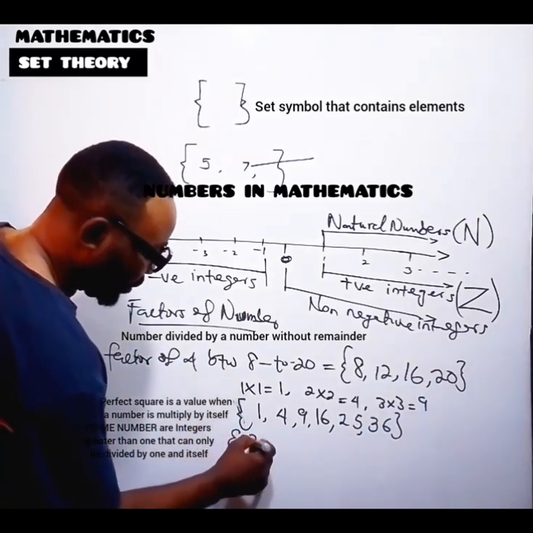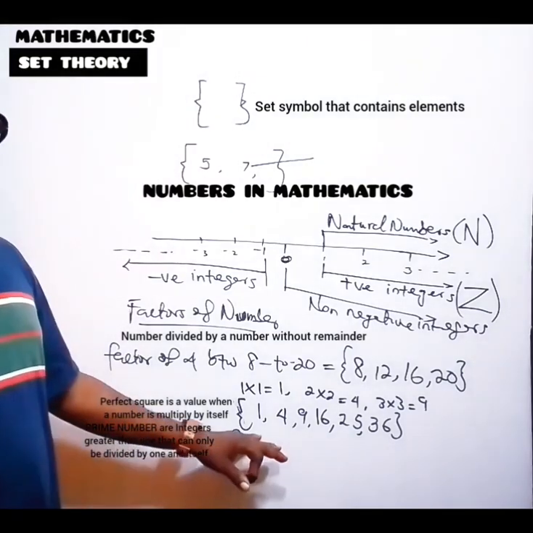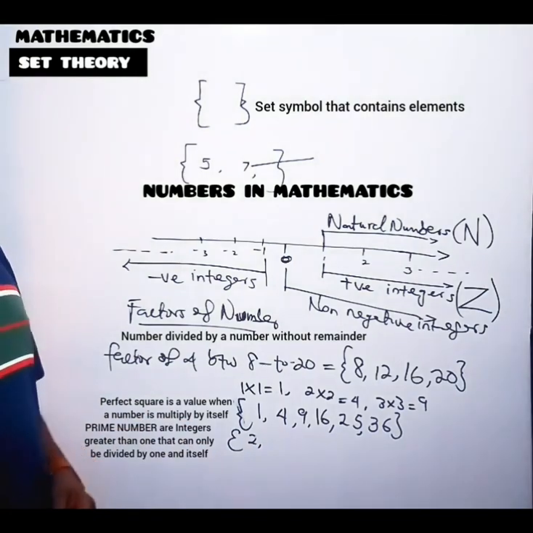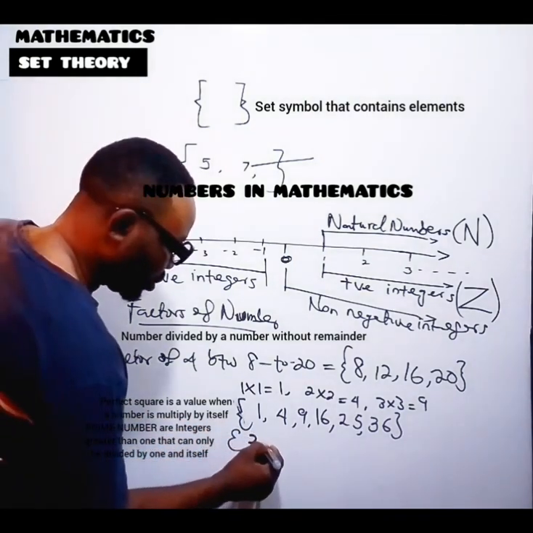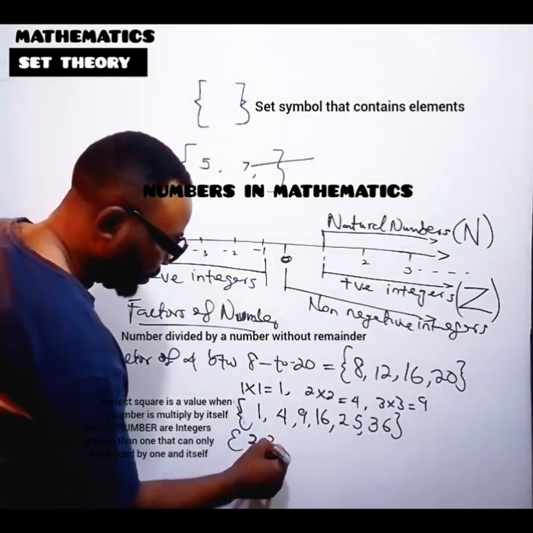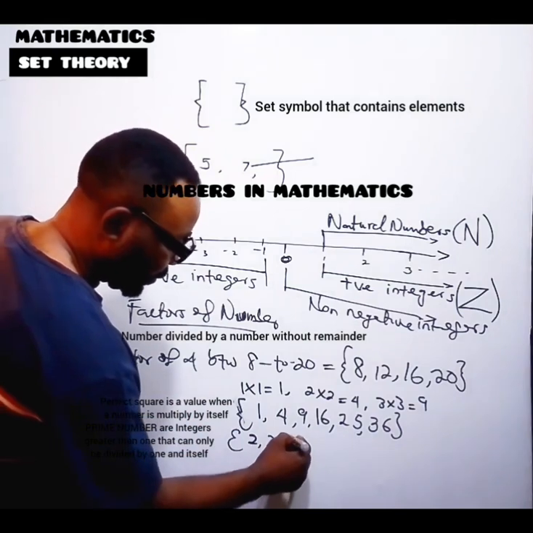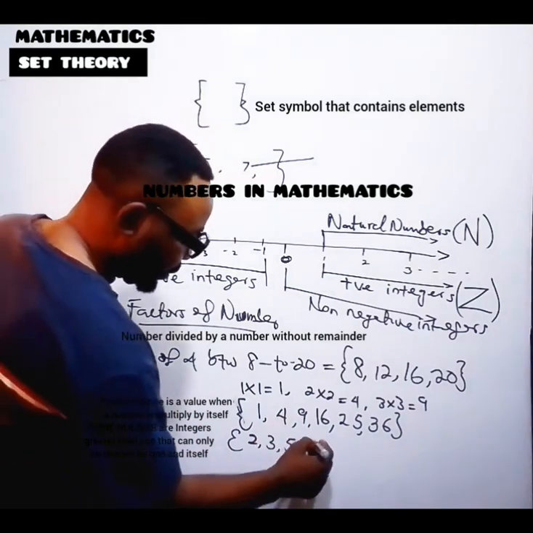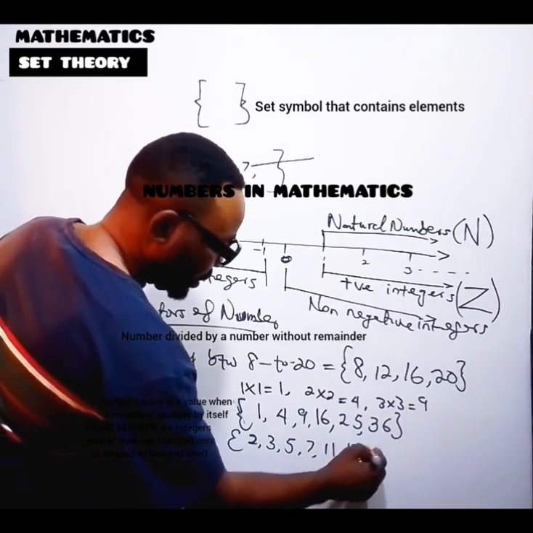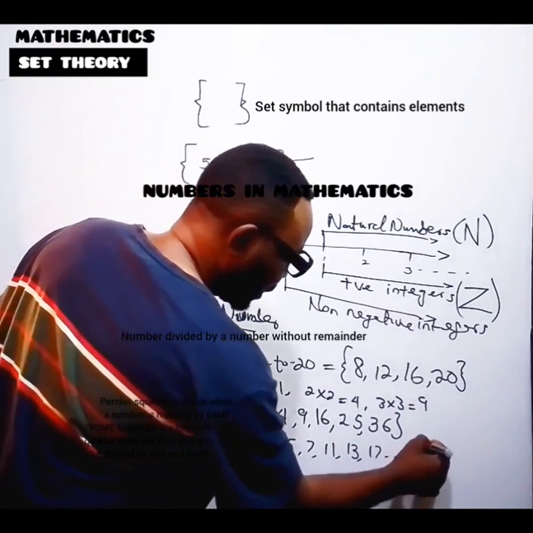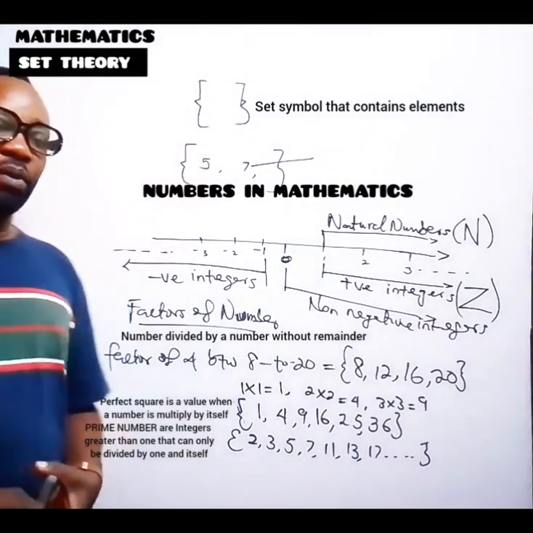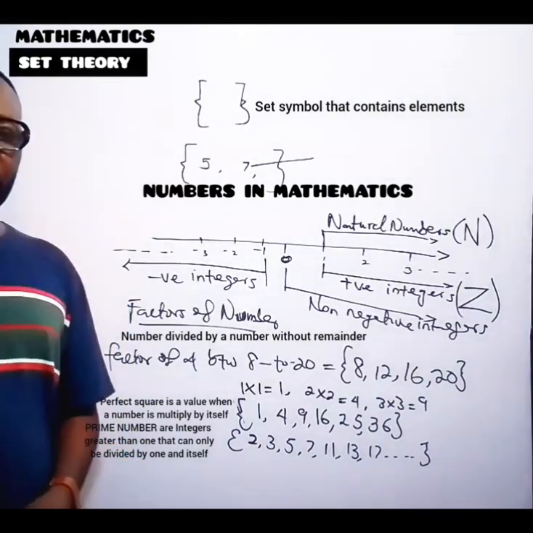Examples of prime numbers: we have 2. Prime numbers start from 2. 2 divided by 1 is 2. 2 divided by 2 is 1. Then we have 3, we have 5, we have 7, 11, 13, 17, and so on and so forth. Those are very good examples of prime numbers.